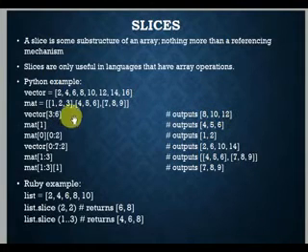8, 10, 12. That means 0, 1, 2, 3. It starts from the index 3, that means 8, up to 6, which is 3, 4, 5, isn't it? 0, 1, 2, 3, 4, 5, because it starts from 0. So we'll print out these values.